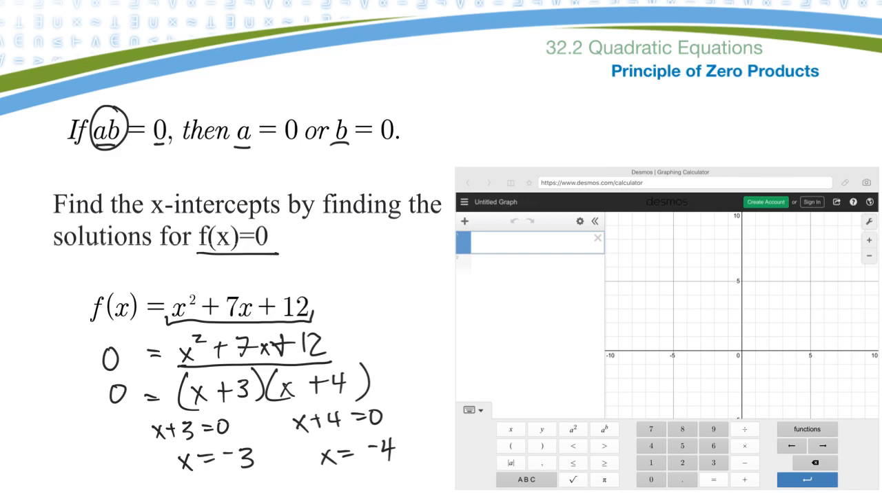So factoring and the principle of zero products, that's why we learn how to factor, so that we can use the principle of zero products. Now let's just graph this and see what it looks like.